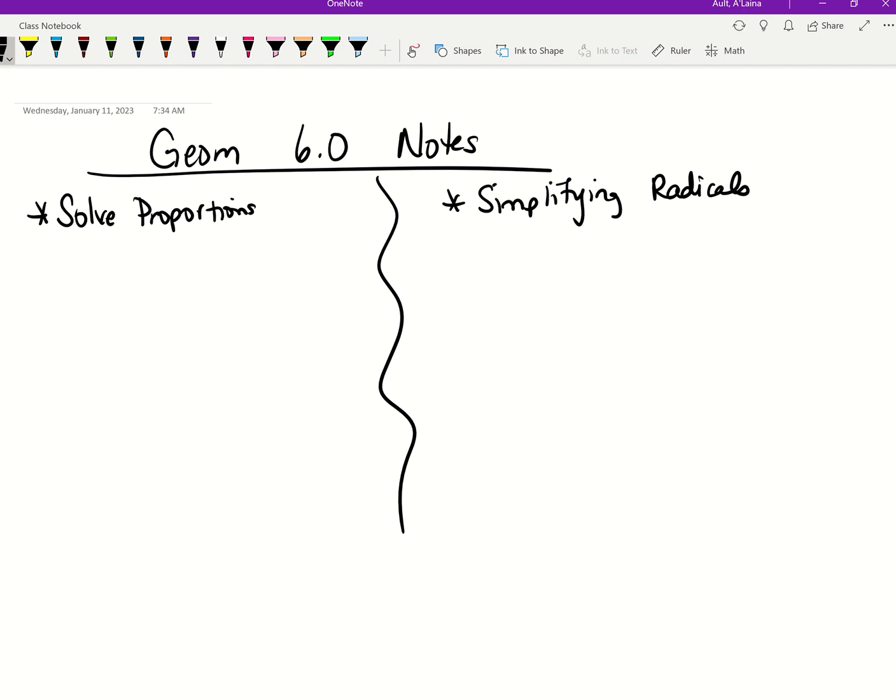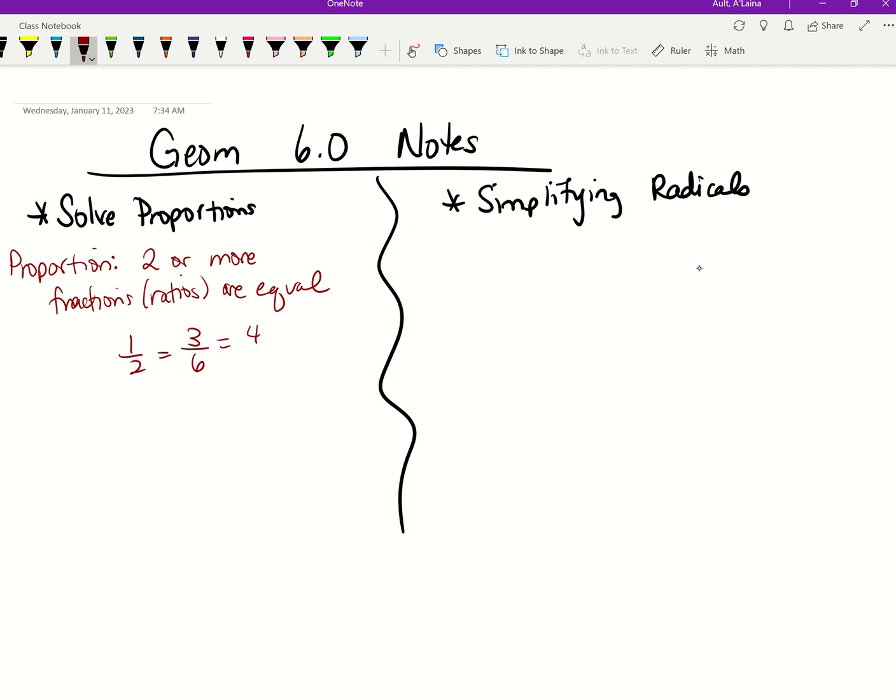So starting with solving a proportion. A proportion is an equation where two or more fractions or ratios are equal to each other. Something like this, 1/2 is equal to 3/6. Those both actually have the same value, or is equal to 4/8. This is a proportion. You can have two fractions, but you could have more than that. We could actually have a whole bunch of them if we wanted to.